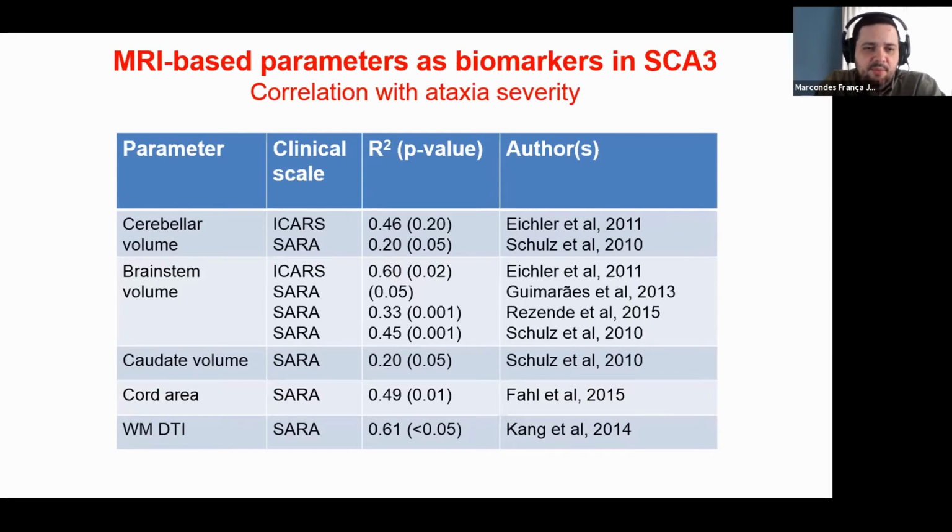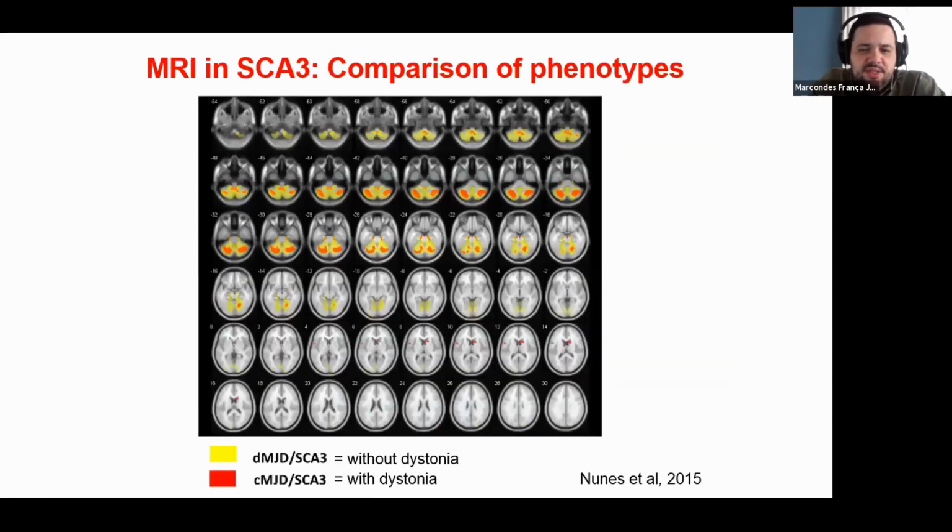Well, but moving on, I'd like to discuss other points. This is something I find interesting. This is a paper published a few years ago, and we tried to compare patients with Machado-Joseph disease that had different phenotypes. We looked at a patient that had dystonia, as you can see here, and patients that had no dystonia on clinical examination.